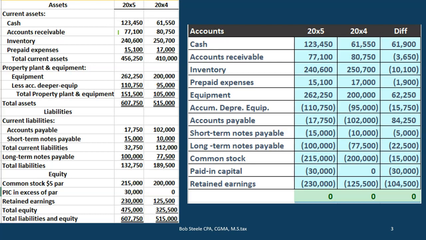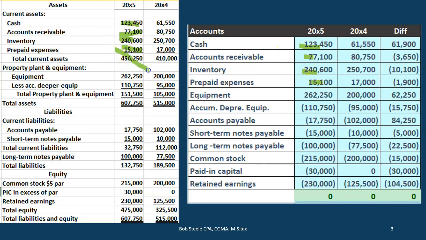So this would be the first step. I'm going to remove the subtotals. We're going to take the plus and minus format and convert it back into debits and credits. So for example, for 2015, we're just taking this number here. That's where the cash is going. We're going to take the accounts receivable, it's going to go back here. We're going to take the inventory, it's going to go here. We're going to take the prepaid expenses. Those are the assets. It's going to go here.